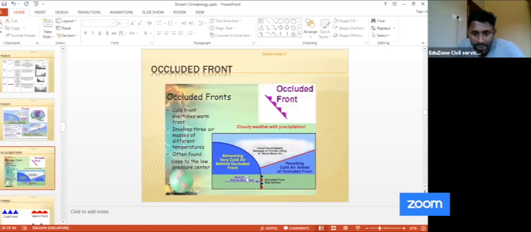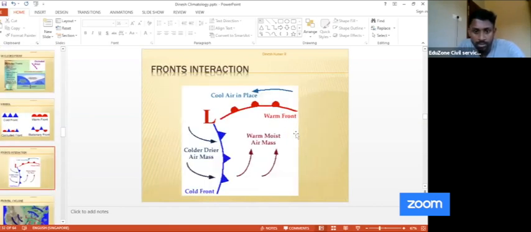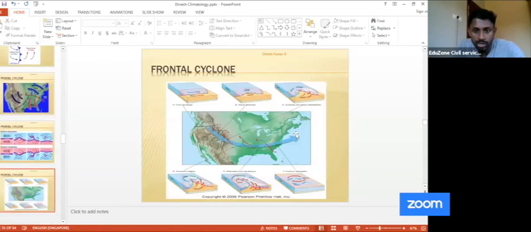Warm air, see direction of the frontal movement. This front was moving from this side. It reached here and completely lifted the warm air. Clear? As a result, you are getting occlusion. This is my occluded front. Again, same thing, four symbols. Here we will discuss about cyclones.